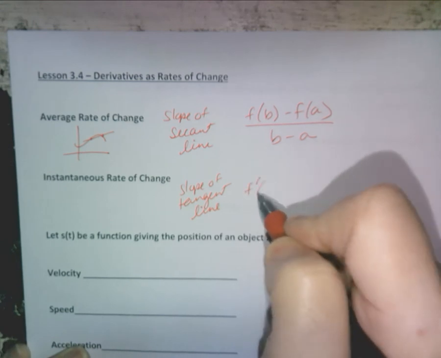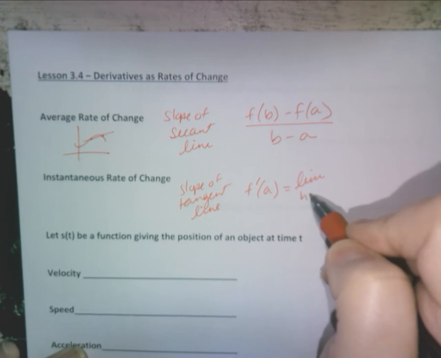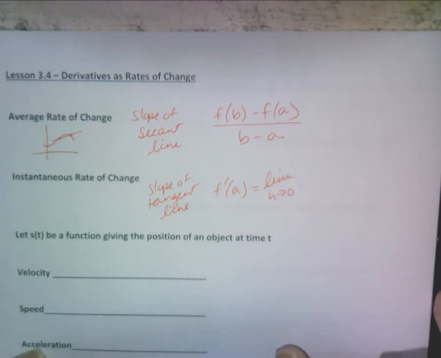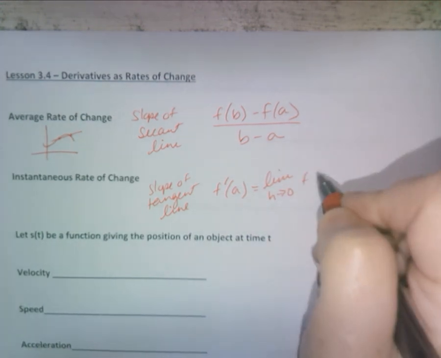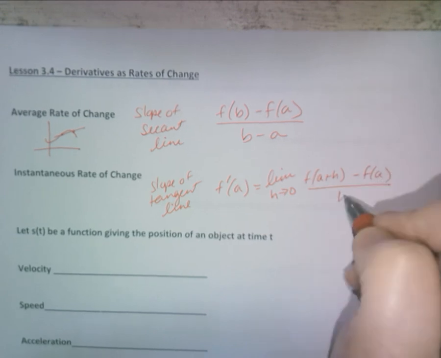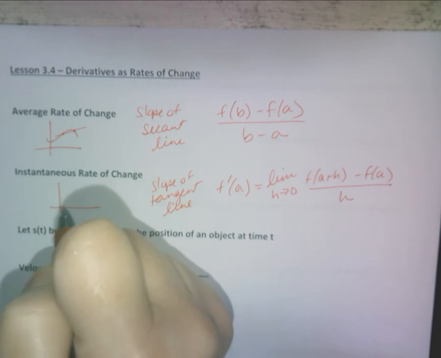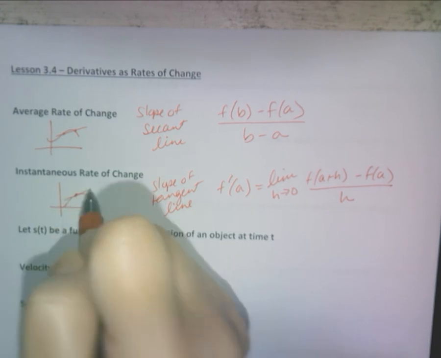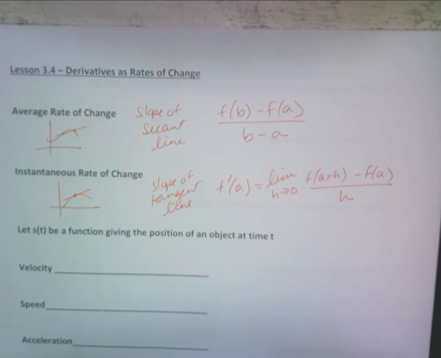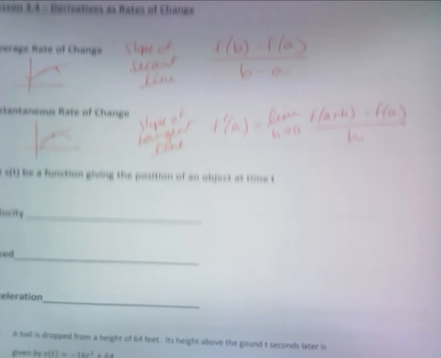which was f prime of a, and we would take the limit as h goes to 0 of f of a plus h minus f of a over h. And so that helped us find this curve right here and find this exact moment. We could finally find the slope of that tangent line, and it was wonderful. So let's now apply this to a position.